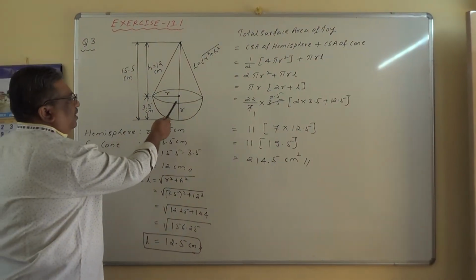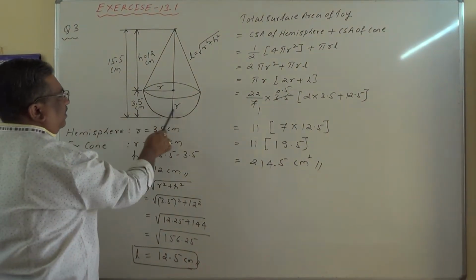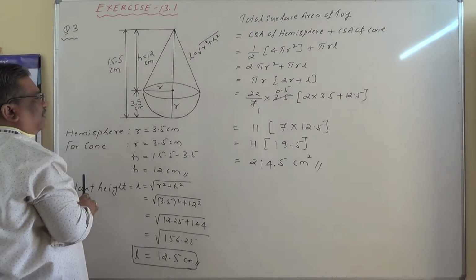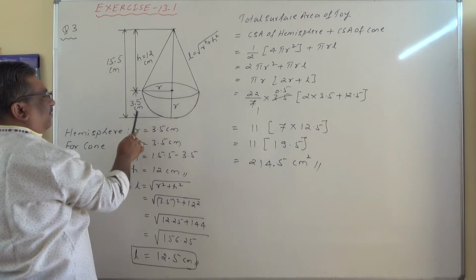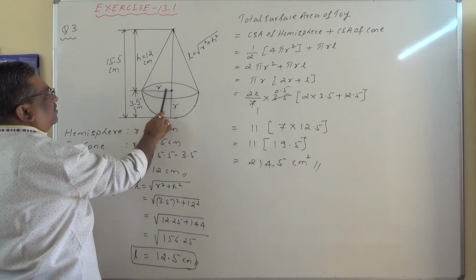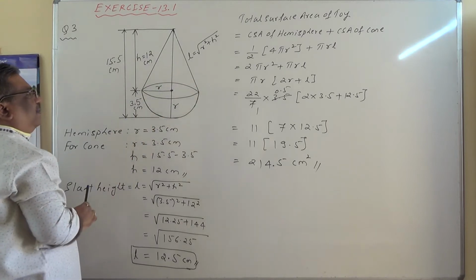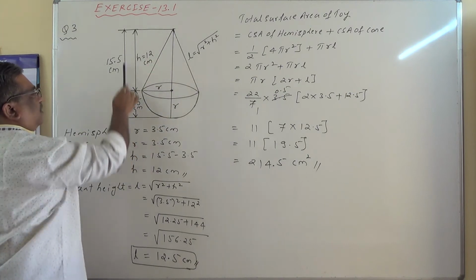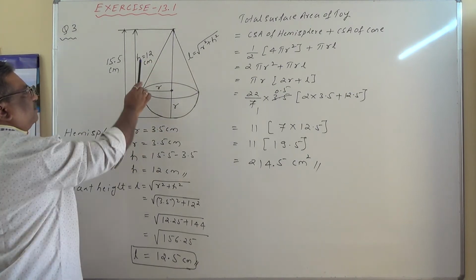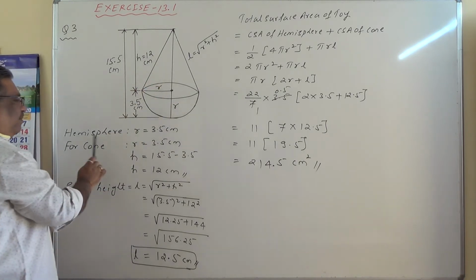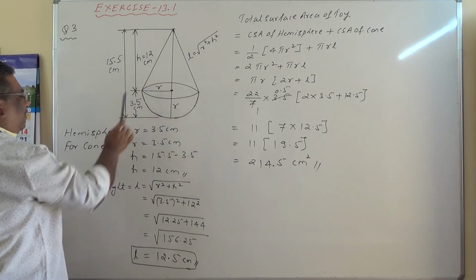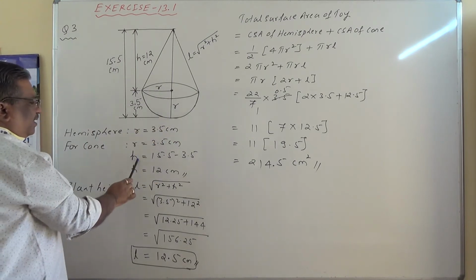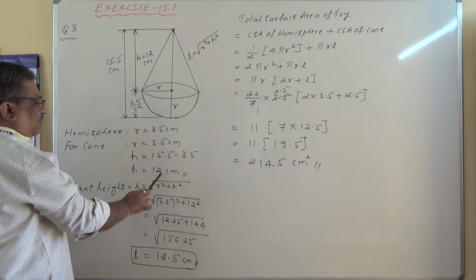Here the toy is in this shape. There is a hemisphere over which a cone is mounted. The total height of the toy is given as 15.5 centimeter and the radius of the hemisphere is 3.5 centimeter. Similarly, the radius of the cone will also be the same, 3.5 centimeter. How do you get the height of the cone? The height of the cone from here to here is the total height minus this radius. That gives you 12 centimeter as the height of the cone. So for the hemisphere, r equals 3.5 centimeter. For the cone, r equals 3.5 centimeter and the height is 15.5 minus 3.5, which is 12 centimeter.